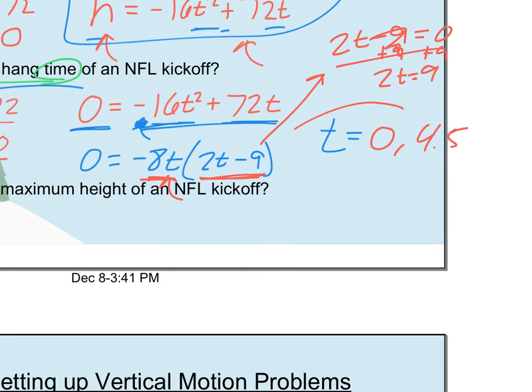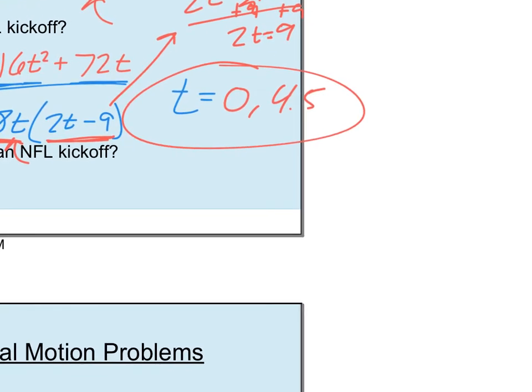Now, both answers in this case make sense. Again, going back to my picture one more time. Very simple, a football getting kicked off. Here's where the football started, gets kicked off, and it lands back on the ground, right?